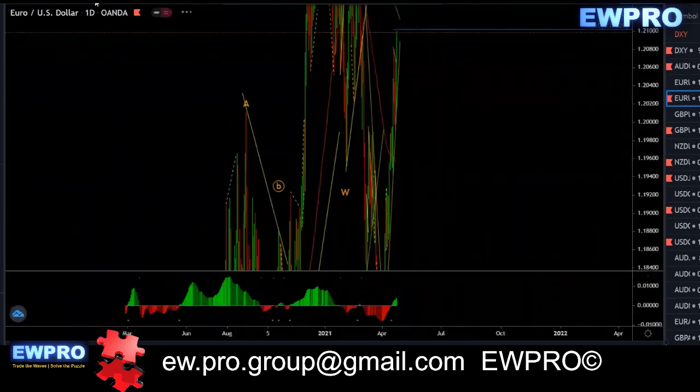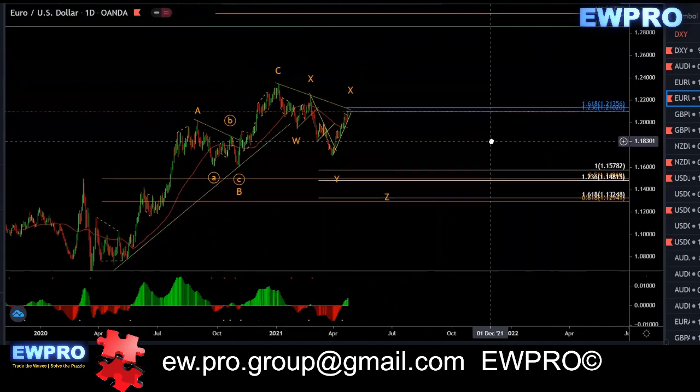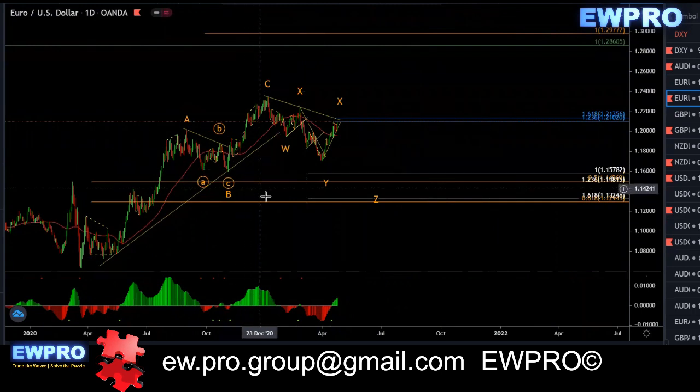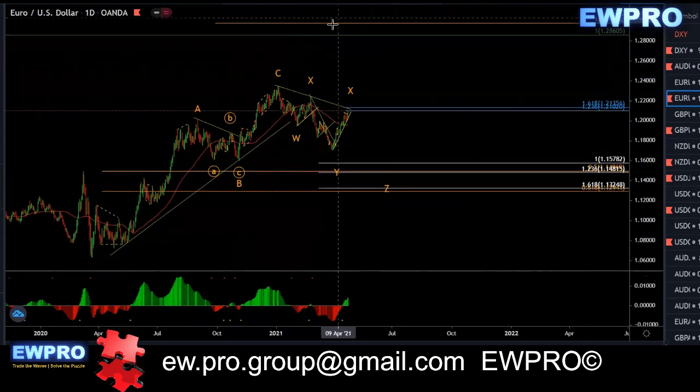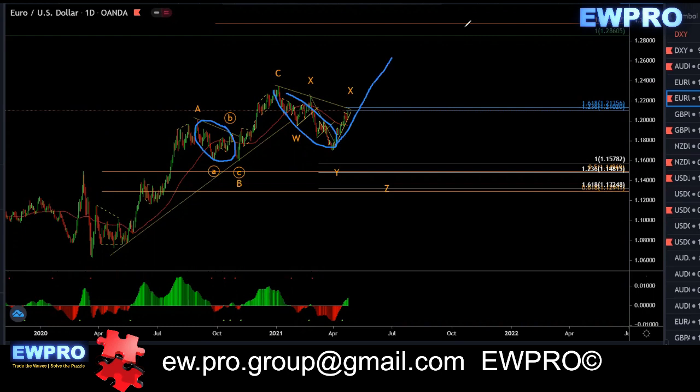EU on the daily, we never got anywhere near that 100 fib. Like I've been saying, this is looking corrective. It's not looking impulsive. So more than likely we'll get more upside. At this stage we've just got a WXY.